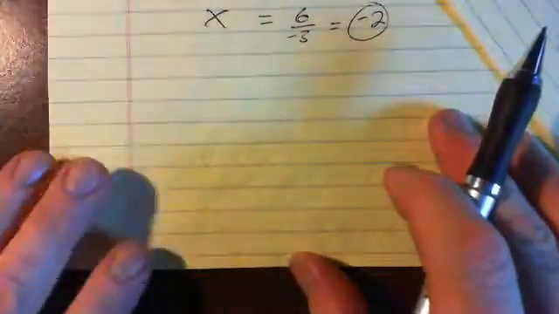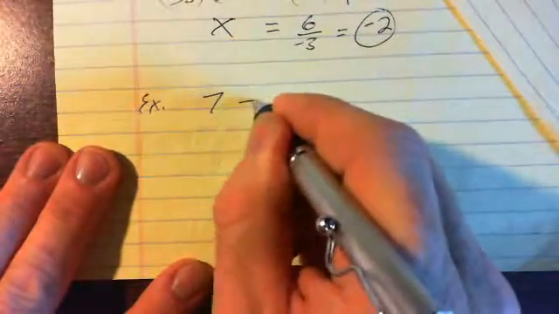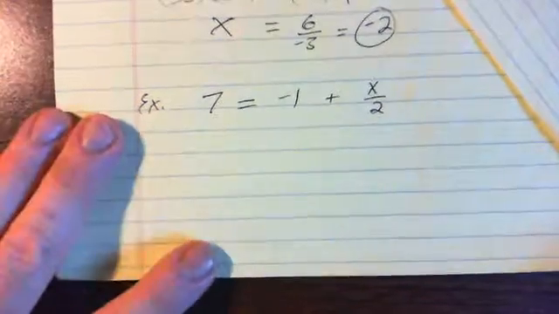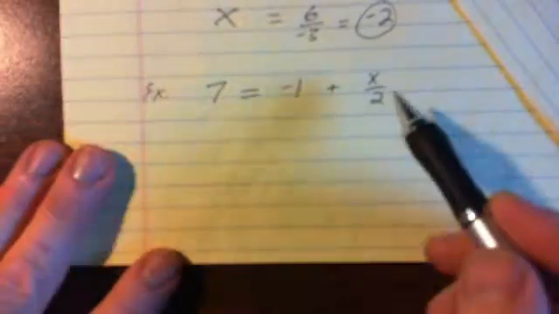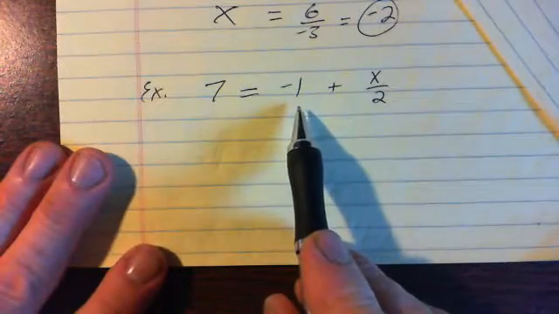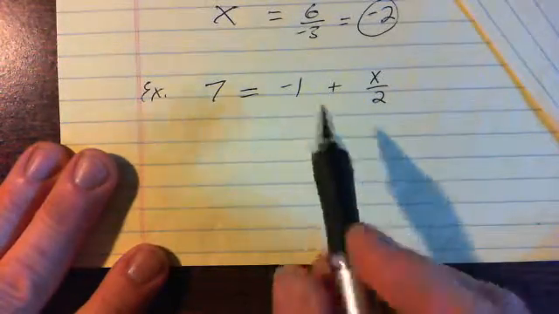Another example of a two-step equation would be something like this. 7 equals negative 1 plus x divided by 2. Alright, here's our x. We're going to get rid of the plain numbers that are on the side with the x, so I want to get rid of that negative 1. So I'm going to add a 1 to both sides.